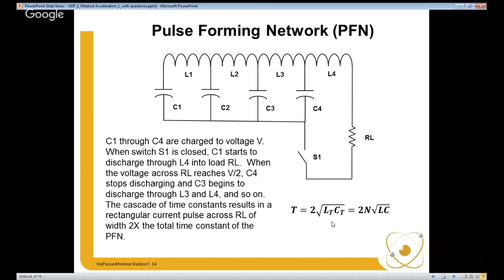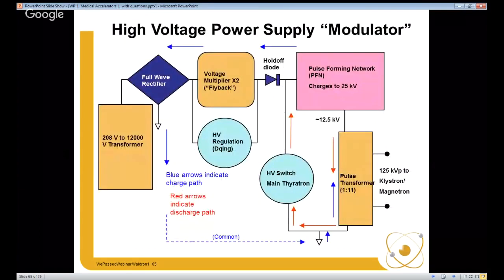The time is going to be 2 times the number of sections times the square root of L and C. And so if we choose our inductance and our capacitance carefully, we can get our 2.5 millisecond charge time and 6 microsecond discharge time. The PFN is part of the thing that is commonly called a modulator, and I'm going to cut this one off.